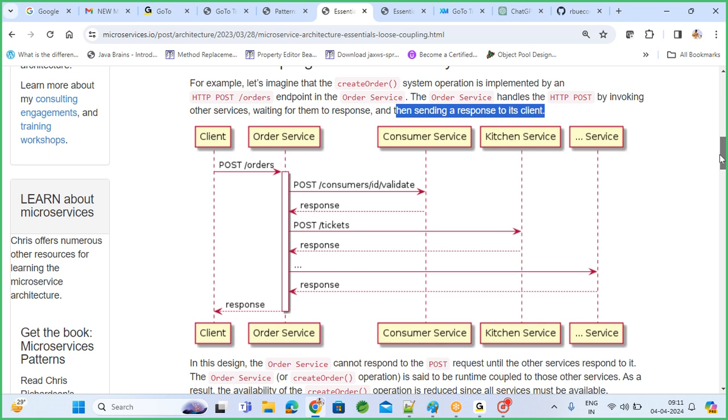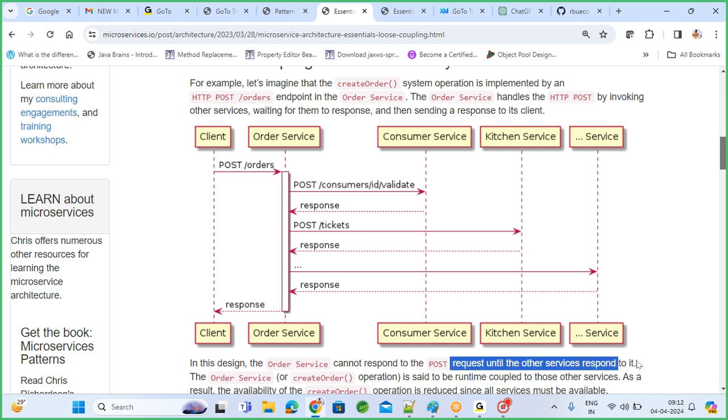But if you understand the dependency here, whenever an order request comes to the order service, it definitely needs to approach a consumer service or kitchen service. In this design, the order service cannot respond to the POST request until the other services respond to it.